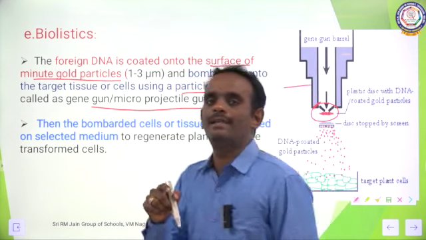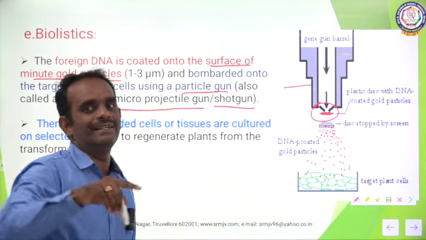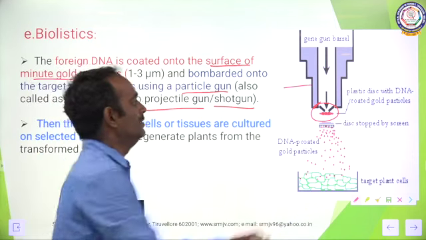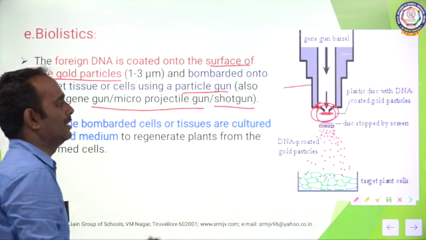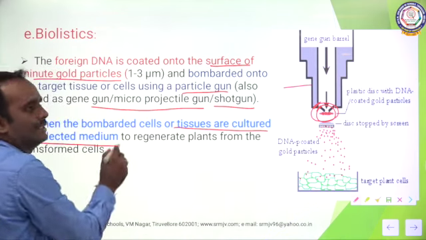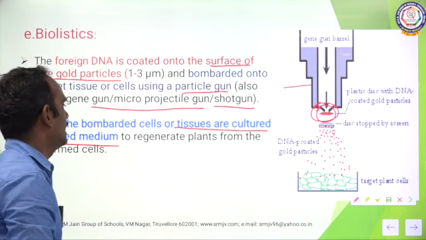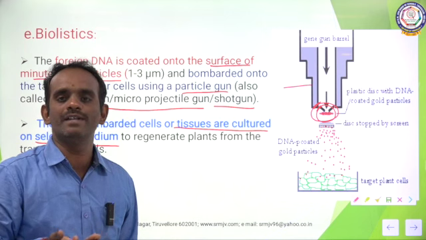So once the bombardment takes place, once the shooting takes place, all the foreign DNA has entered into the target tissue. After that, the tissues are cultured in a selected medium. After that, the regeneration of plants takes place. Can you get my point, children?